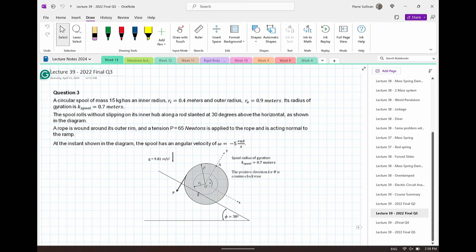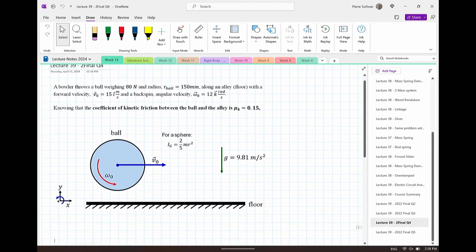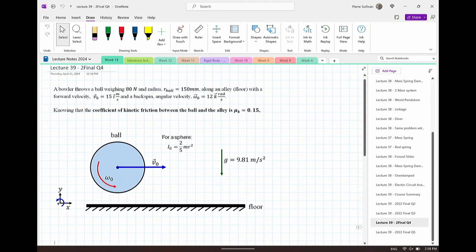If you continue with the exam, and you should, this is a question that keeps popping up. How do you do a problem where you have a ball rolling along the floor and the ball is slipping initially and then eventually becomes rolling without slip? This is a great problem for you to look at.